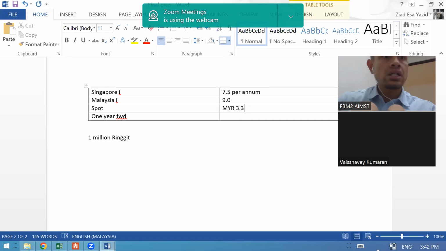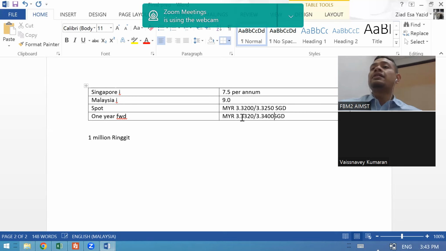And then the spot rate is MYR 3.3250 per Singapore dollar, and then the 1 year forward is MYR 3.3320 over 3.3400.